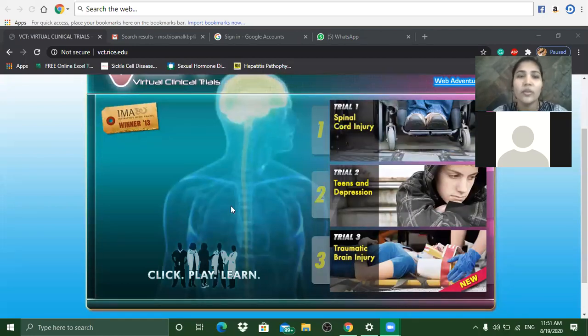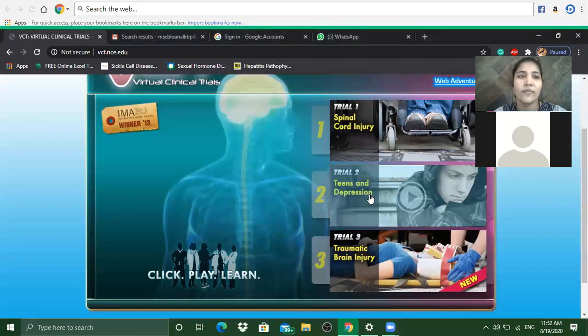Okay. So as you can see, trial number one is spinal cord injury. Trial two is teens and depression. Trial three is traumatic brain injury. So which one do you think we should do for today? I think we can go for the teen and depression. Second one, yes. Okay, we'll go for the second one.